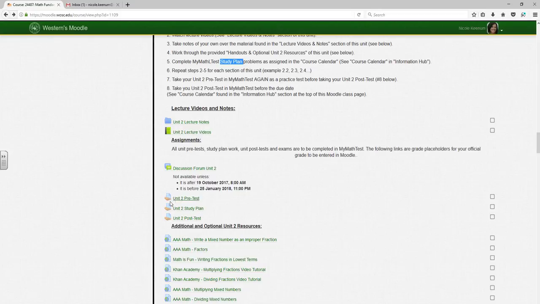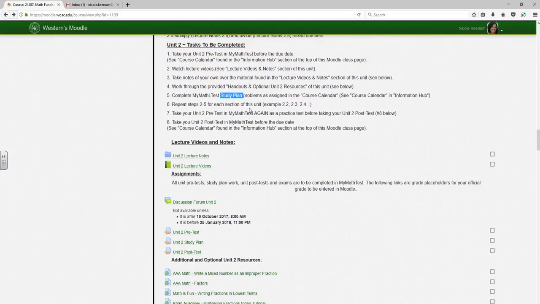Remember that these 3 right here, the Unit 2 pre-test, study plan, and post-test, are just placeholders. All of these are taken in My Math Test. So if you have any questions, please contact your instructor.